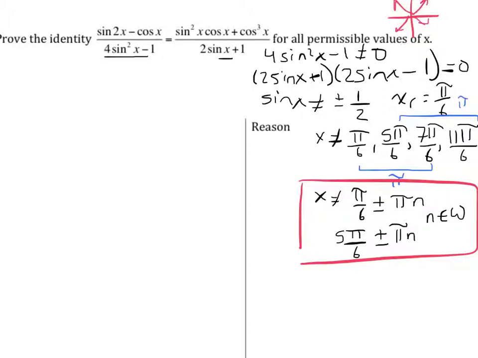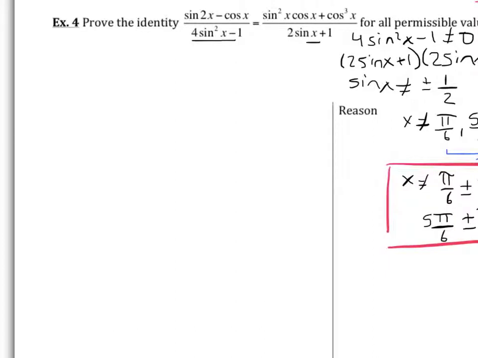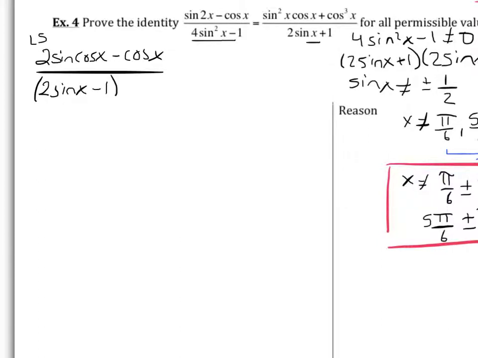Right, so let's get started on this one. I'm going to start with the left side, no particular reason, but they both seem complicated. I have a feeling I'm going to have to work both sides, but that's okay. So I'm going to start with my double angle identities, minus cos x, and in the denominator, well, I already saw that I could factor, so I'm going to do that. And then 2 sine x plus 1.